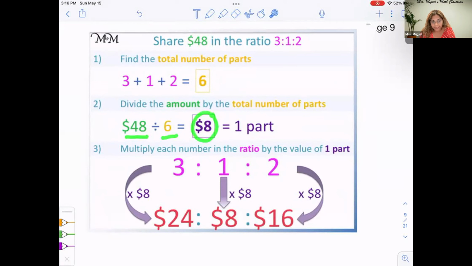One part is $8. So 3 parts will be 3 by 8, which is 24. One part will be 1 by 8, which is 8. And 2 parts, 2 by 8, which is 16. When we add 24 and 8 and 16, we will get the total amount of money to be shared, which is 48.